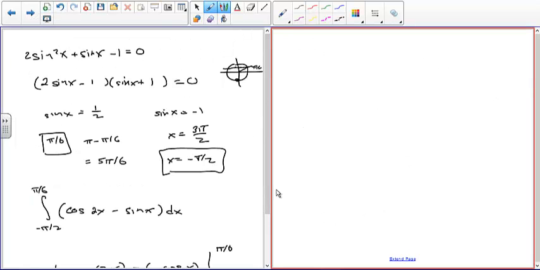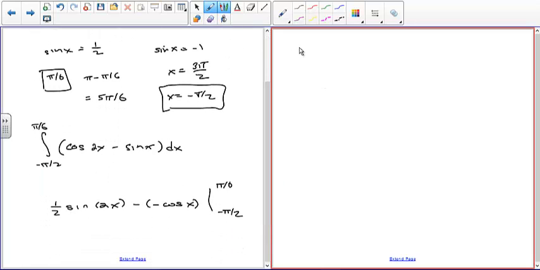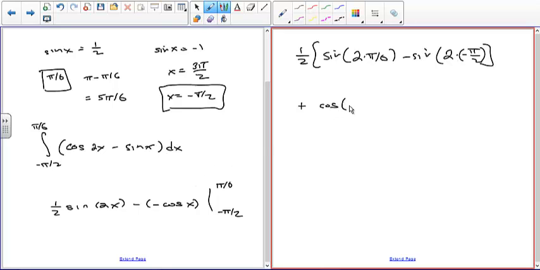So let's plug the numbers in. So we'll get 1/2 the sine of 2 times pi over 6 minus the sine of 2 times negative pi over 2. So that's the first one evaluated. And then you've got a minus times a minus, so that's a plus. So you get the cosine at the upper limit, which is pi over 6, minus the cosine of negative pi over 2.